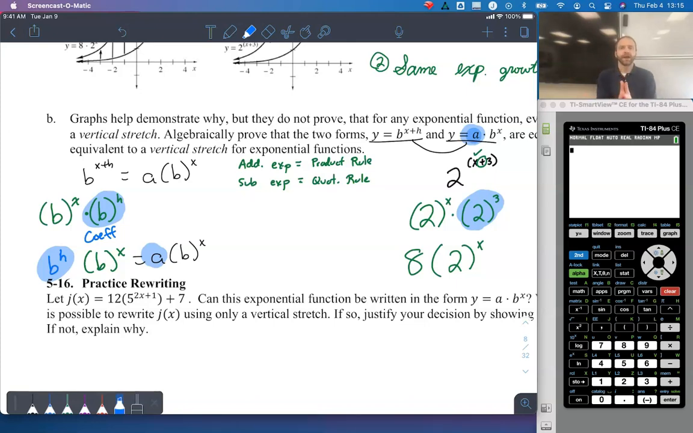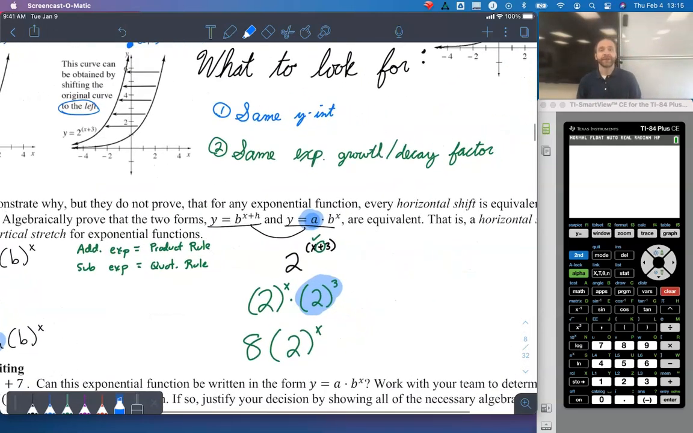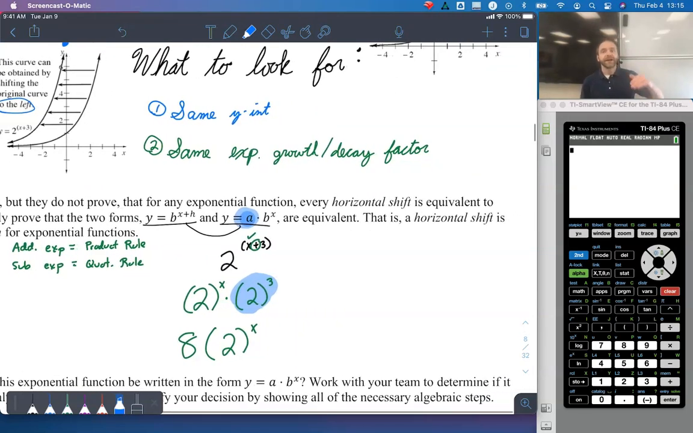Your takeaway when you're looking at this: so far we focused on the graphical idea that vertical stretches and horizontal shifts can be equal to each other, and we looked at the algebraic. Graphing, there's your takeaway. Look for the y-intercepts and look if they have the same exponential growth or decay factors. Algebraically, here is your takeaway. This is the key, like I've said multiple times for chapter 5 here.